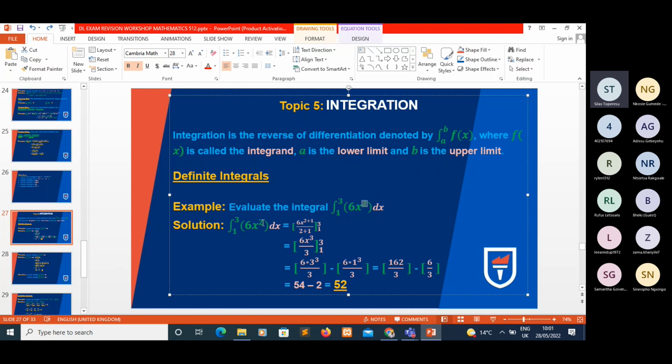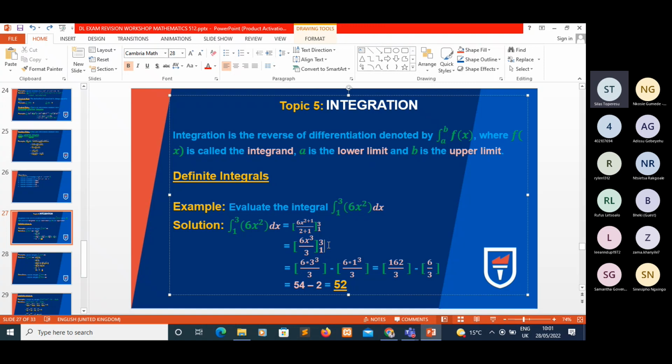So integration is simply, if you have 6x and say integrate, this symbol here means integration. In the power of x, you are adding 1, and then you divide by the new power. So I have the power of 2. Then I'm adding 1, and I'll divide by the new power, which is 2 plus 1. Which means I'm going to get 6x to the power 3 divided by 3.